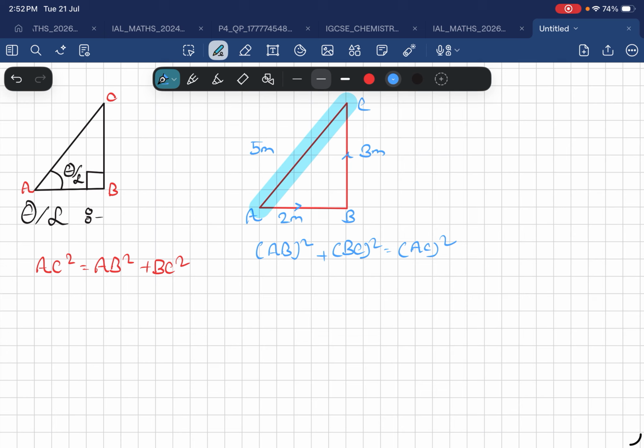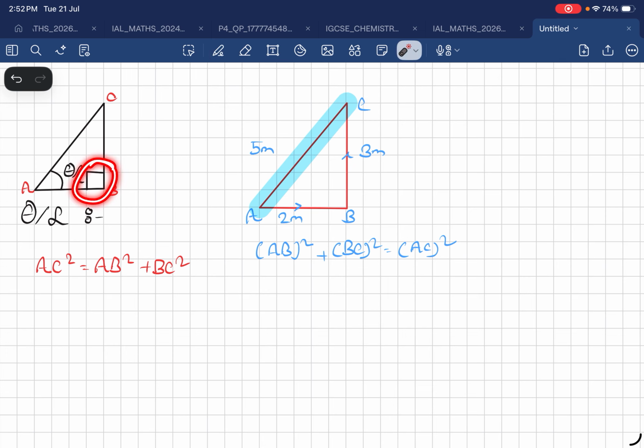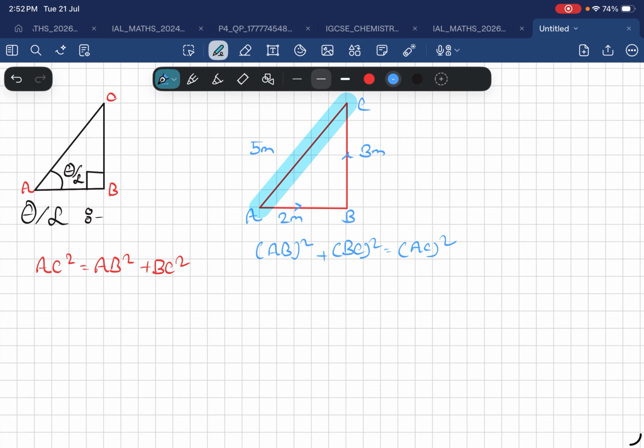Now let's look at some things. This is the right angle triangle. This is 90 degree. The opposite side of the right angle, I'm talking about this side, is called the hypotenuse.